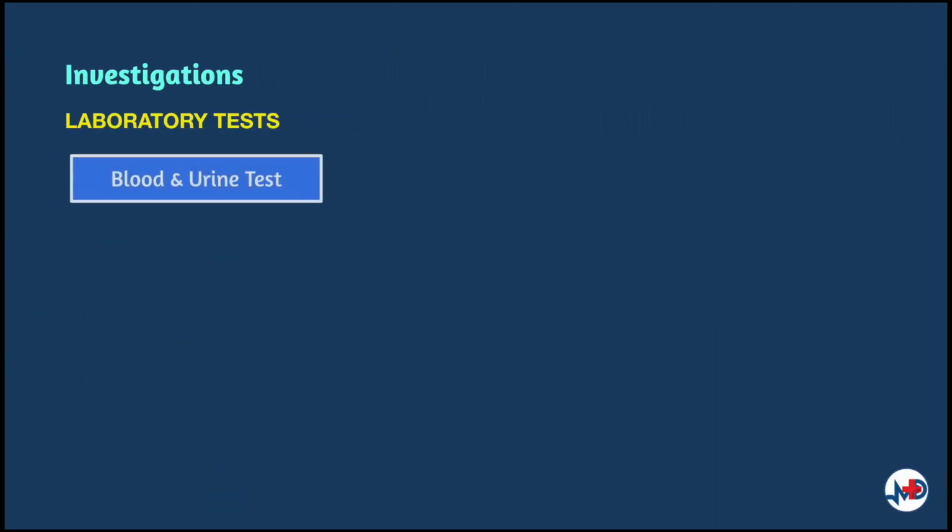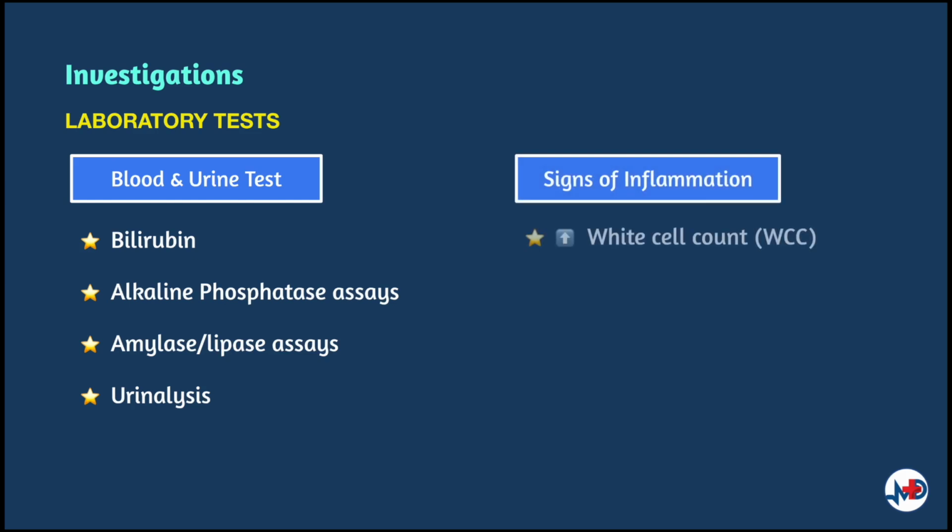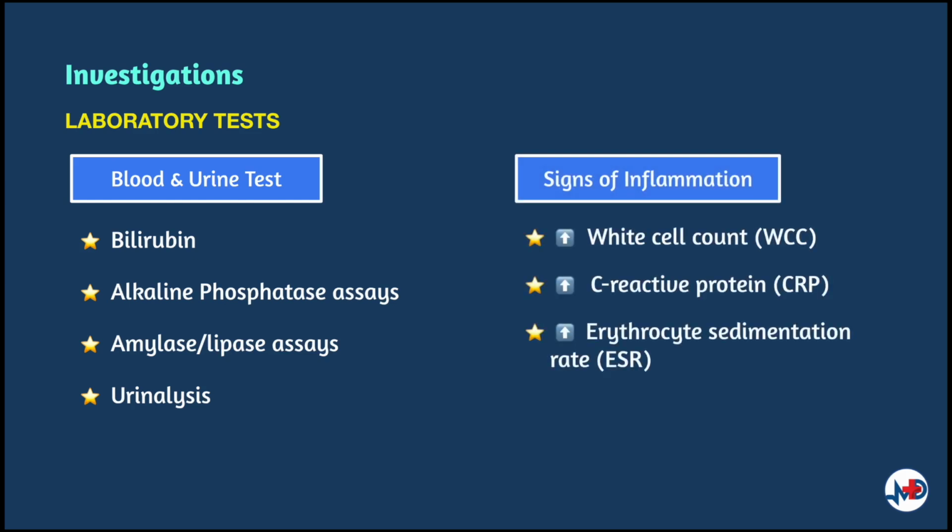Lab investigations are done to confirm inflammatory markers. Raised inflammatory markers indicate infection or inflammation of the gallbladder and are a guide to the severity of the inflammation. So, what are the signs of inflammation that you'd be expecting to see? Of course, elevated white cell counts, elevated C reactive protein, and elevated erythrocyte sedimentation rate. Bilirubin and alkaline phosphatase assays are used to evaluate for the presence of common bile duct obstruction. Amylase or lipase assays are used to evaluate for the presence of pancreatitis.